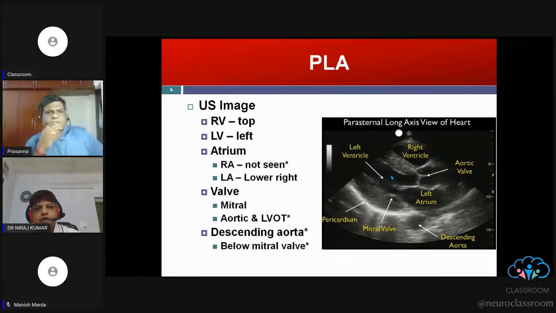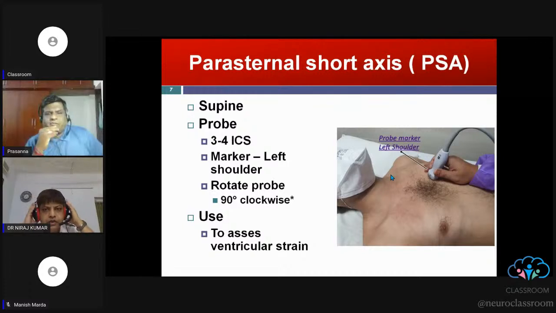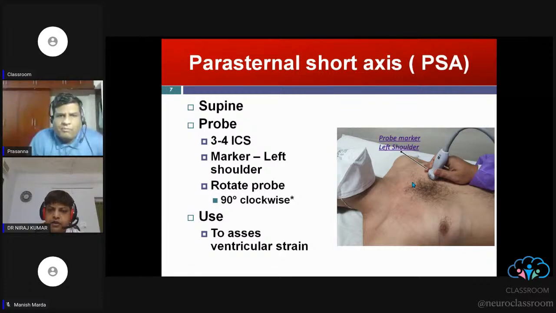Now we come to the parasternal short axis view. Remember this: the patient is in supine position, and you have to rotate the probe from the parasternal long axis by a right angle clockwise, so that now the probe marker is directed toward the left shoulder. In the parasternal long axis, the probe marker was directed towards the right shoulder. Now in the parasternal short axis view, it is directed towards the left shoulder.